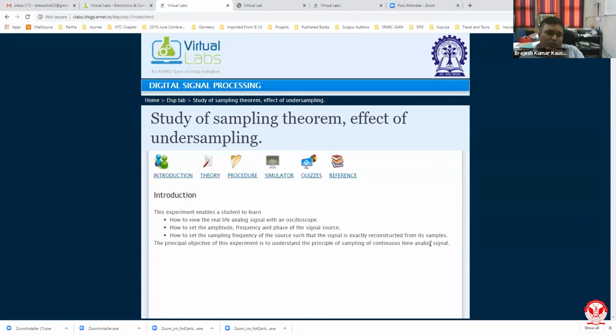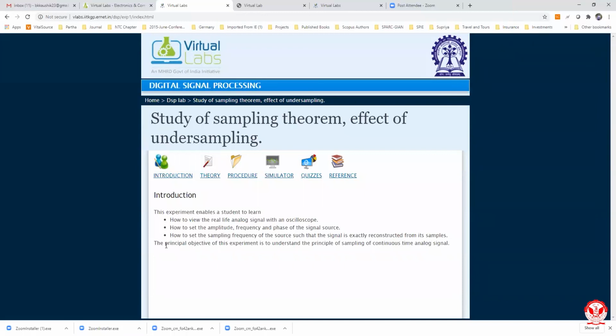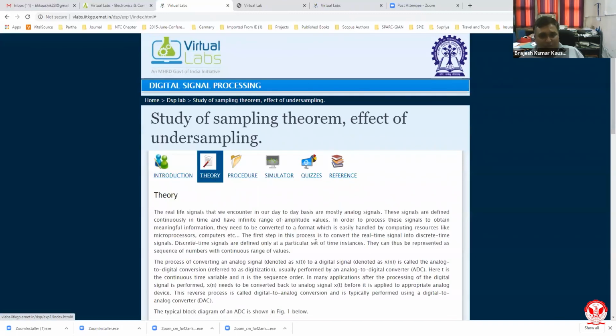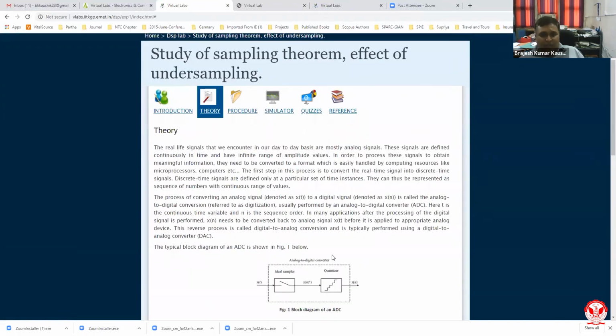I believe there are a few basic things which the student has to learn, such as Nyquist criteria and other things, that they can learn also through the theory. And if you see, the principal objective of this experiment is to understand the principle of sampling of continuous time analog signals. You can see the supporting theory is also there. I believe the students or the faculty members who are online can, in parallel, look into their virtual labs also.